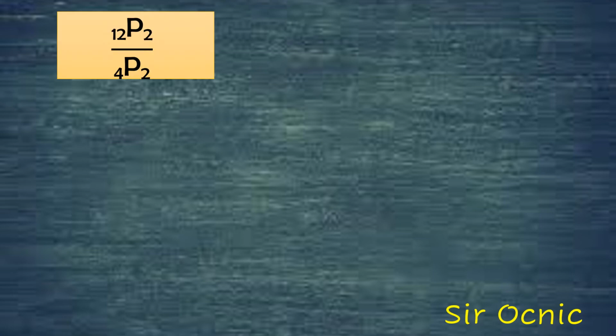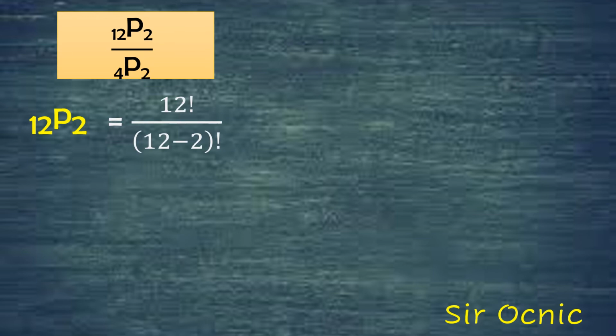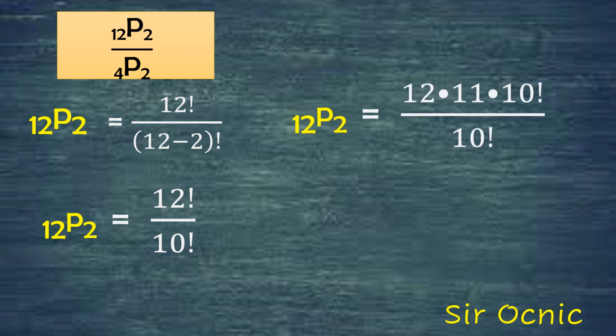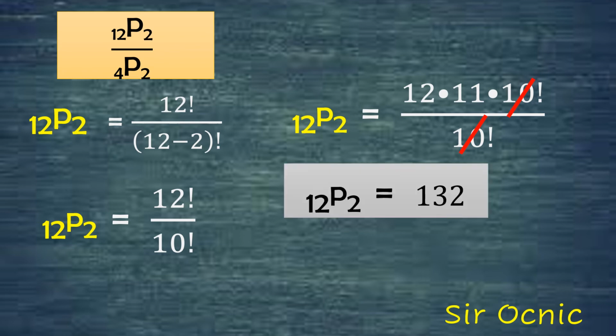12P2 divided by 4P2. Solving for 12P2, that is equal to 12 factorial all over 12 minus 2 factorial, which is equal to 12 factorial all over 10 factorial. Expanding the numerator, that is equal to 12 times 11 times 10 factorial all over 10 factorial. Cancelling the common factors between the numerator and the denominator, which is 10 factorial, we will have 12 times 11, which is equal to 132.